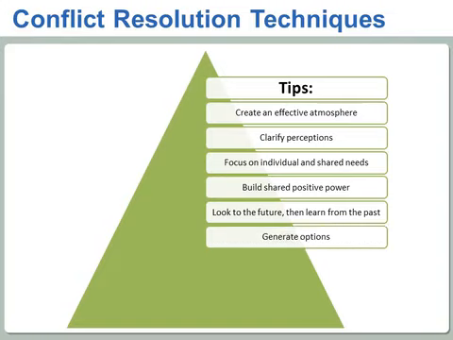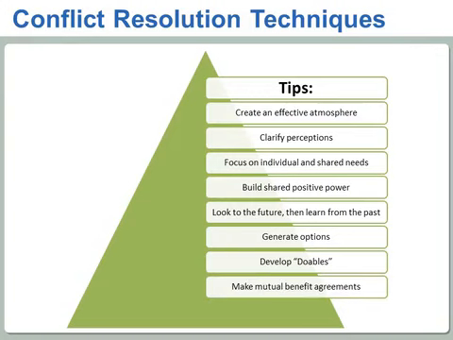Then move forward and generate options, but more often than not, these options may be a bit lopsided, so they have to be developed into doables. So from the options, move into things that can actually be done, and also think about creating mutual benefit agreements instead of one side just demanding something. Help them to focus on developing an agreement and find shared goals and needs in regards to the current conflict.